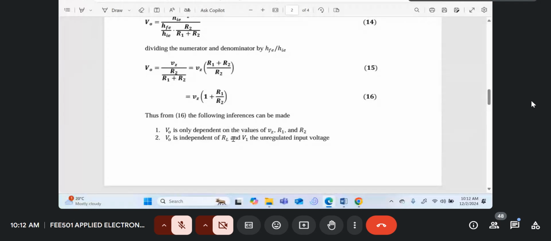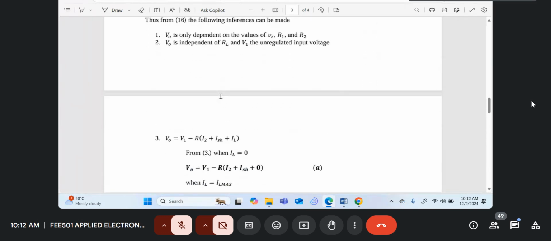Of course, this only applies when the circuit is functioning properly. You can put the circuit into some extreme conditions. For example, if the input voltage V1 is 0, then we don't expect any output. Also, if you short circuit the output, then you don't expect this equation 16 to be satisfied.